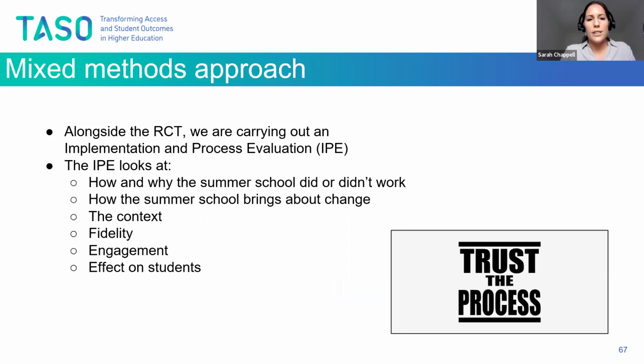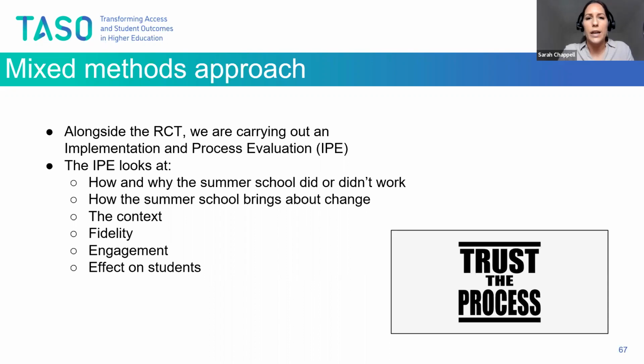And alongside our RCT, we also carry out an implementation and process evaluation. This is again something that Rain touched on earlier. But it's really important that we flag here that we do use mixed methods approaches. The RCT will very much show what has worked, but what the IPE will do is show us how and why the summer school did or didn't work. So it really gives us a lot more information that we wouldn't get from the RCT alone, and it's important that they're done in conjunction.